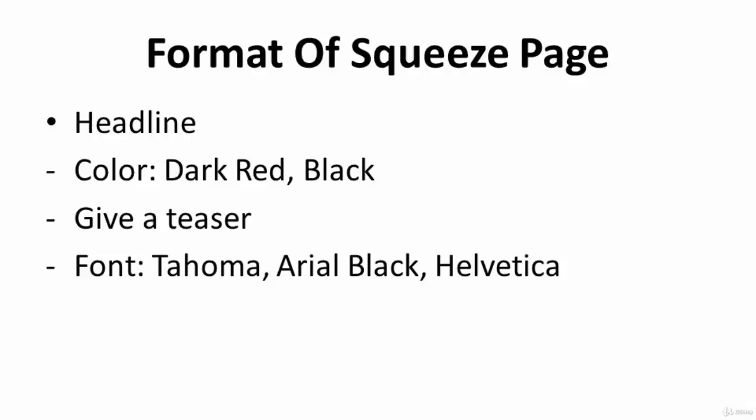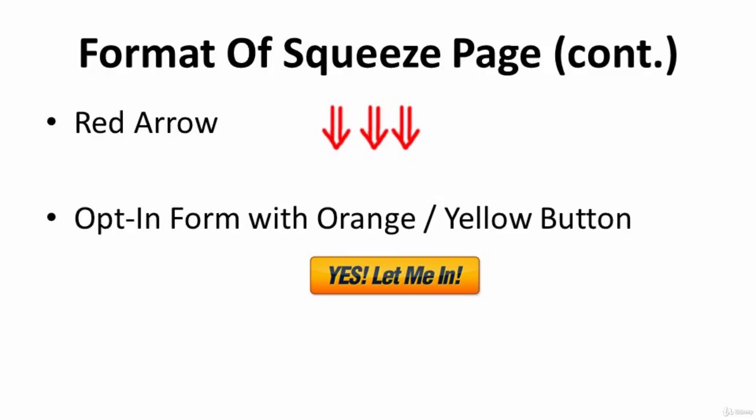I would recommend that you use the font of Tahoma, Arial Black, and Helvetica. The big red arrow in the middle of your headline and opt-in form is to lead them to fill out the form. It's important to catch the attention of the reader, so the big red arrow is pointing to the opt-in form, and that will lead their gaze to the opt-in form, which will increase the conversion rate. The opt-in form will always come with an orange or yellow button, just like it's shown in the slide. These two colors have been tested to increase the conversion rate as well.